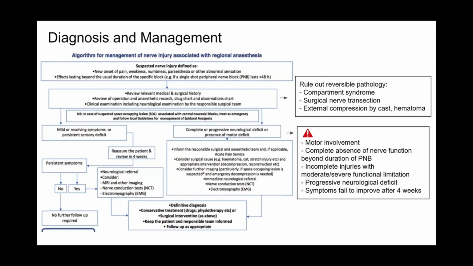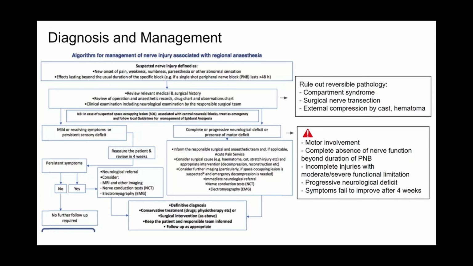Next, we will need to examine the patient and do a full, thorough neurological examination to assess the site of the complaint. And at the same time, during our assessment, we need to rule out certain reversible pathologies, for example, compartment syndrome that requires urgent surgical intervention, any surgical nerve transection that could have caused the nerve injury, any external compression by the patient's cast, or any hematoma as a result of the surgery.